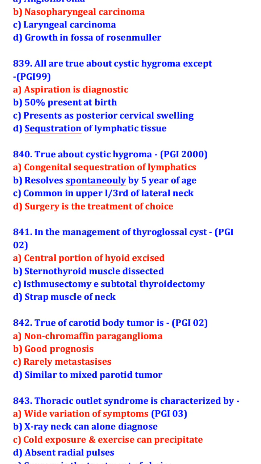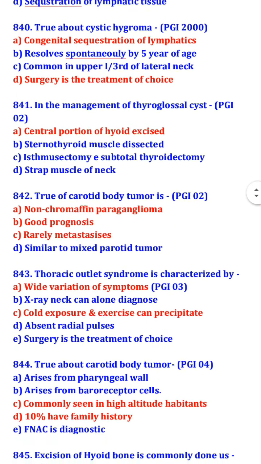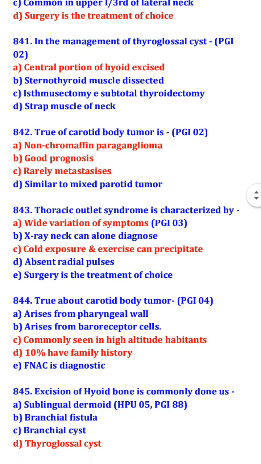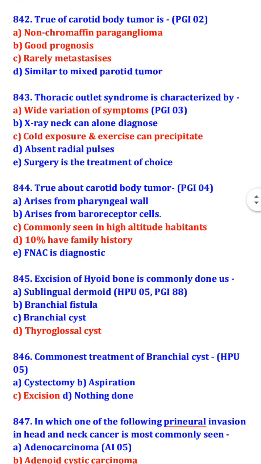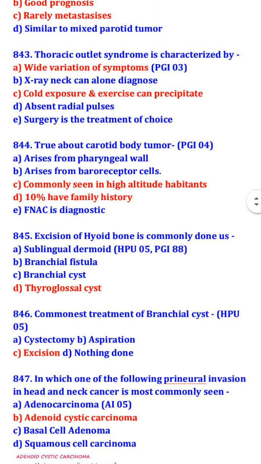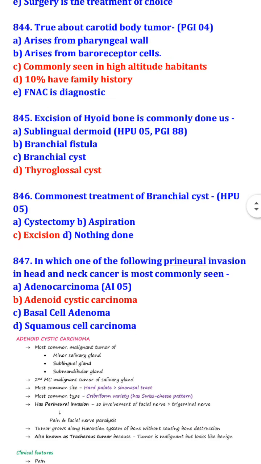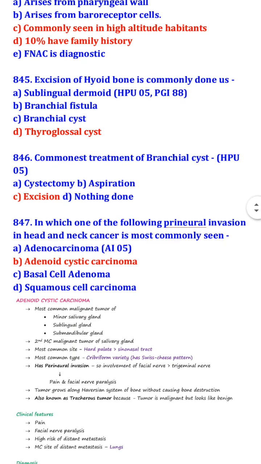In the management of thyroglossal cyst, central portion of hyoid is excised. What is true about carotid body tumor? Non-chromaffin paraganglioma, good prognosis and rarely metastasizes. Thoracic outlet syndrome is characterized by wide variation of symptoms, and cold exposure and exercise can precipitate it. What is true about carotid body tumor? Commonly seen in high altitude habitats and 10% have family history. Excision of hyoid bone is commonly done in thyroglossal cyst. Commonest treatment of branchial cyst is excision.